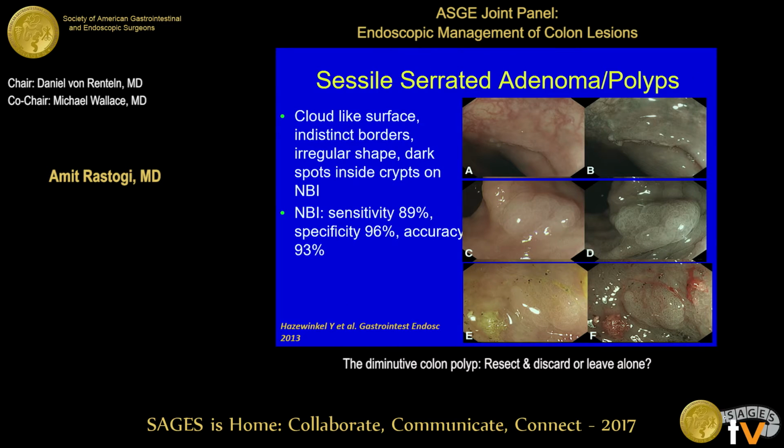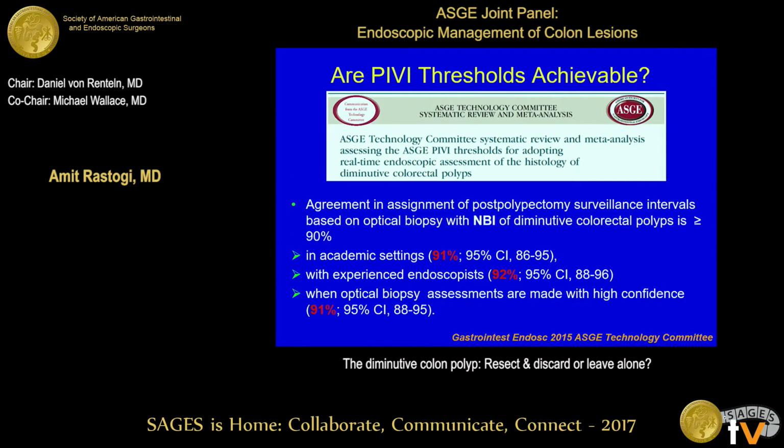Then recently, from Europe, there was a classification describing sessile serrated adenomas or polyps, which was not included initially in the NICE classification. You can see the surface is a cloud-like surface over here. If you have these features, indistinct borders, where you can't see the borders very clearly, an irregular shape, and dark spots inside the crypts, then these features are suggestive of sessile serrated adenoma or polyps. And now we have a new classification which is called the WASP that has combined the NICE and this classification to have one big classification system for diagnosing a polyp histology.